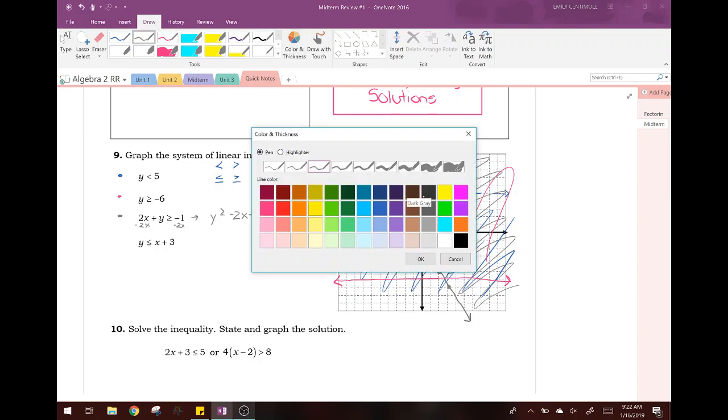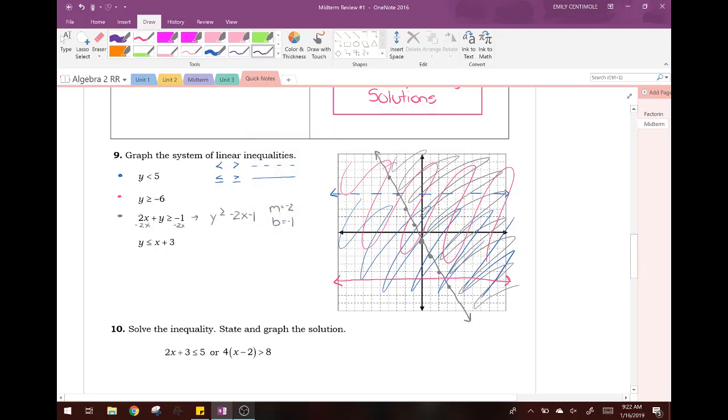Okay, this one I'm going to do in a dark purple. Hopefully we can see the difference between that. So I have my slope of 1. I have my y-intercept of 3, so I'm going to go up 3 units. And then we're going to go up 1, over 1, up 1, over 1, up 1, over 1. I'm going to go down and back, down and back, down and back.